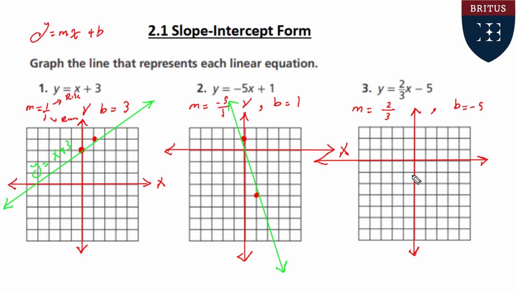So 5 units down. 1, 2, 3, 4, 5. Put the point. And rise how many units? 2 units. And run 3 units. So 2 units up, 3 units right. 1, 2, 3. We get the point. Now we can draw the line between them. Use a ruler to draw the line. Now this line represents the equation y is equal to 2/3 x minus 5.